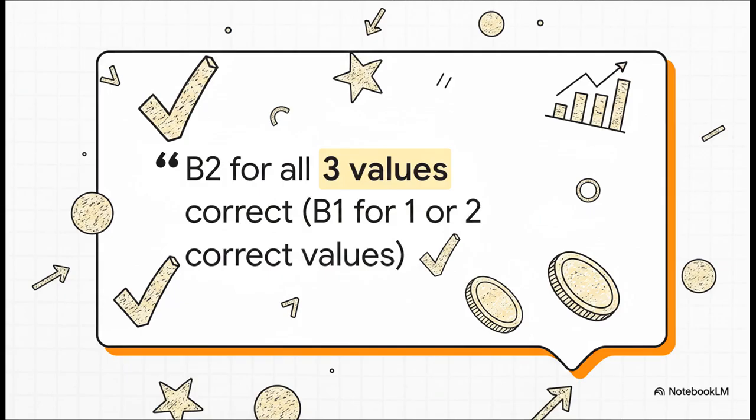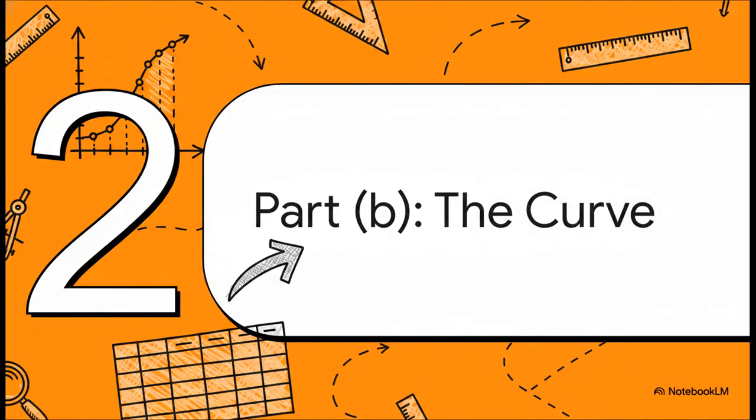It says B2 for all 3 values correct. So what does that mean? B marks are basically points for getting the right answer. B2 means there are 2 marks up for grabs. If you only get 1 or 2 values right, you still bag 1 mark, that's the B1, but get all 3 correct, you get both marks. Simple as that. Right, on to Part B.